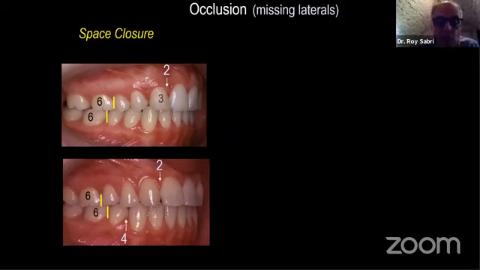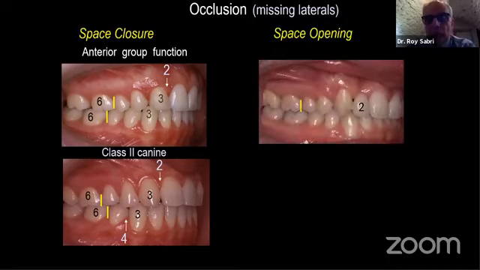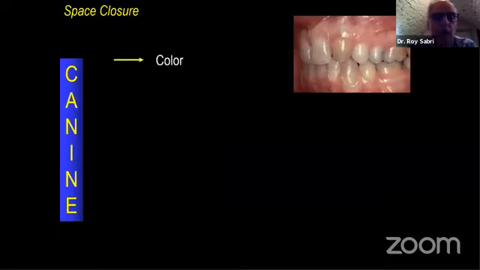But as I'm going to show you later, sometimes you have problems, you cannot get a good seated intercuspation, like with space opening. So let's talk about the canine. The canine sometimes is unfavorable for space closure.